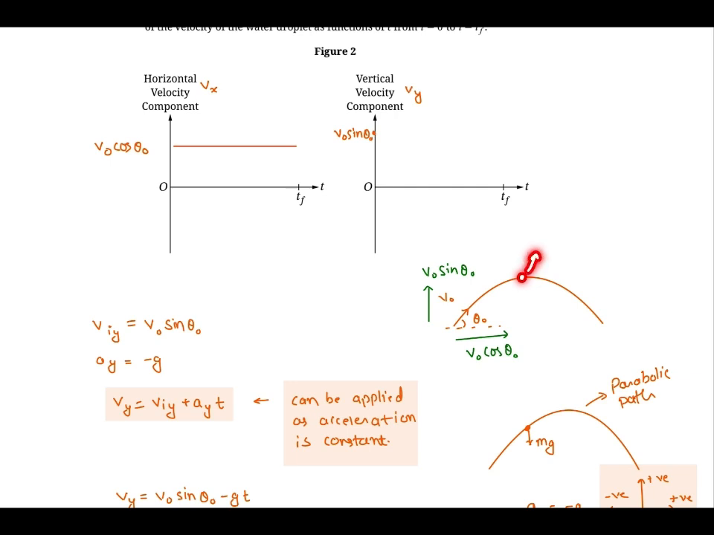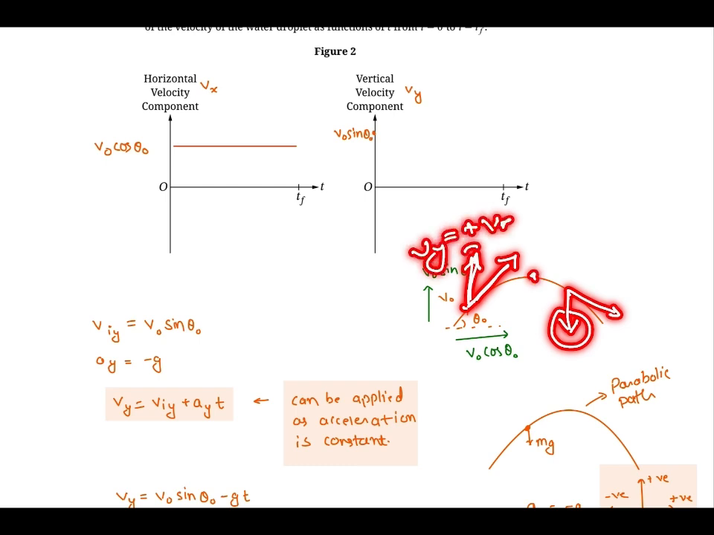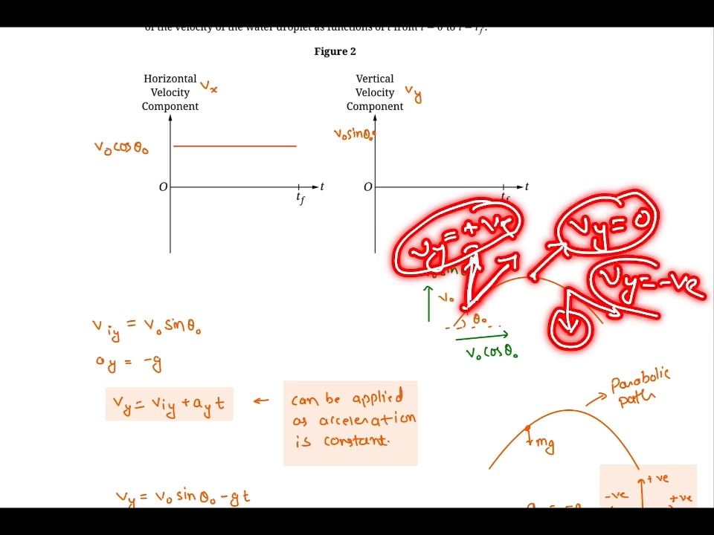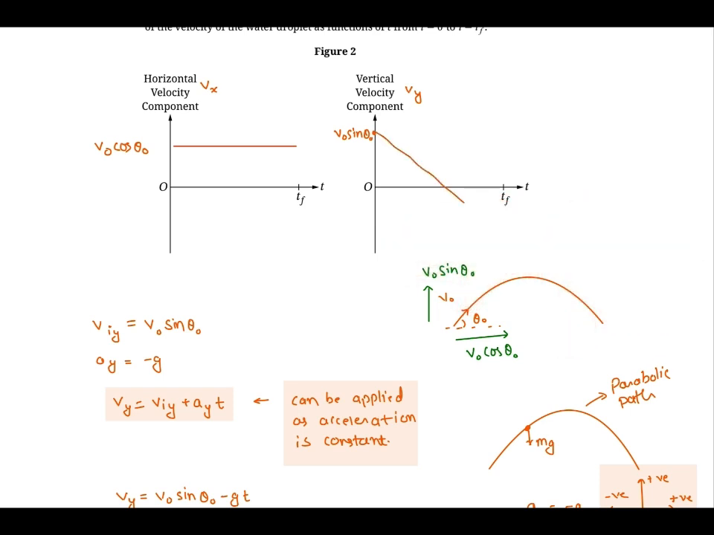Why? Because at this point, the final velocity in y direction is 0. After that, velocity in y direction becomes negative. If the particle is moving like this, velocity in y direction is negative. And if the particle was moving like this, then velocity in y direction was positive. So first positive, then 0, then negative. So the graph will be like this, and this will be minus v naught sin theta naught.